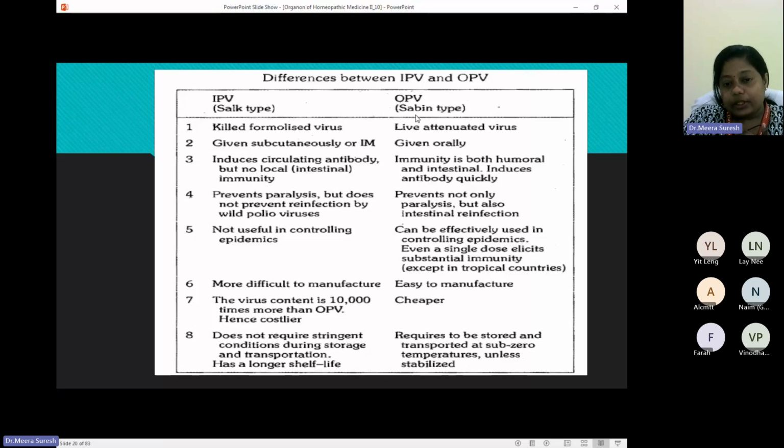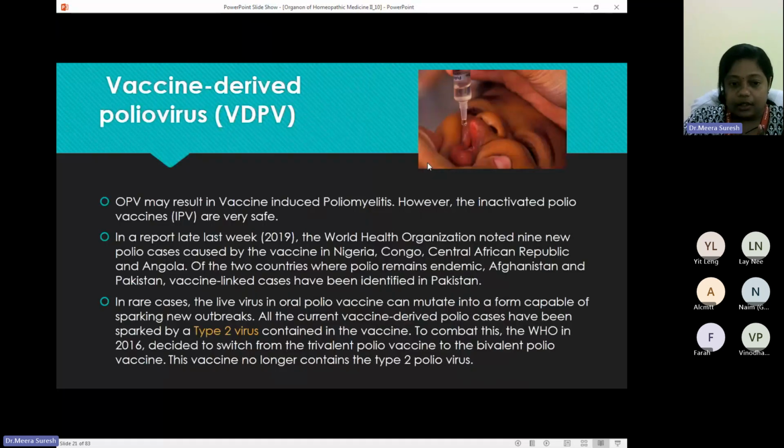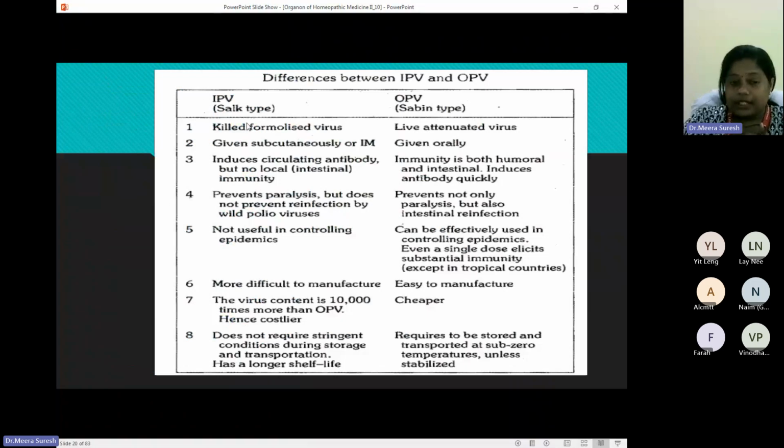Yeah, actually, this OPV, they were using vaccines 1, 2, and 3. We'll come over here. So, in the difference between the IPV and the OPV vaccines, the thing is that the OPV vaccine we can give, I mean, administration is very easy.